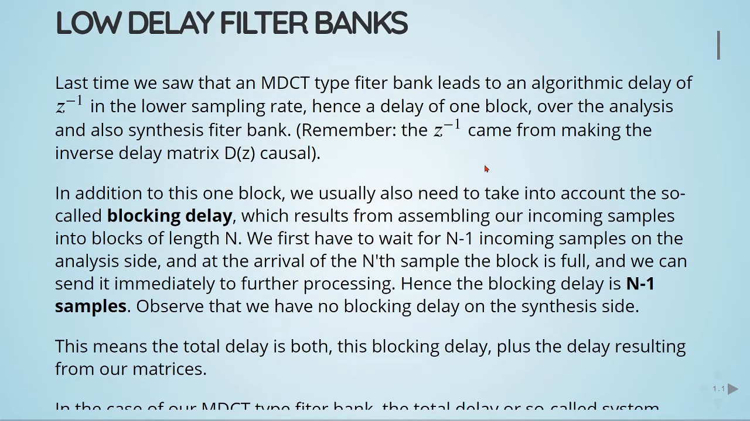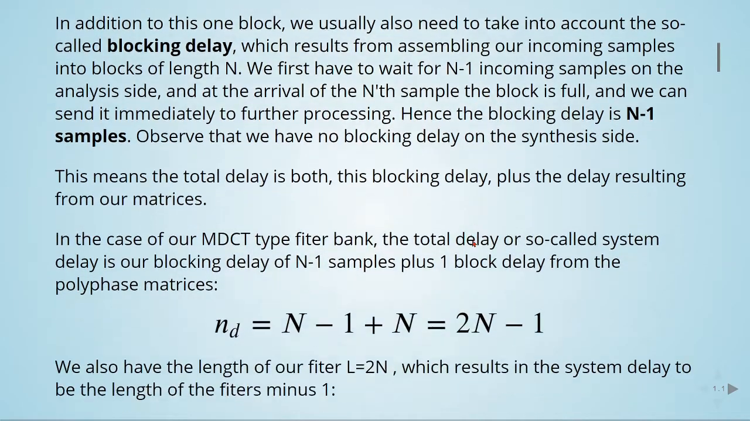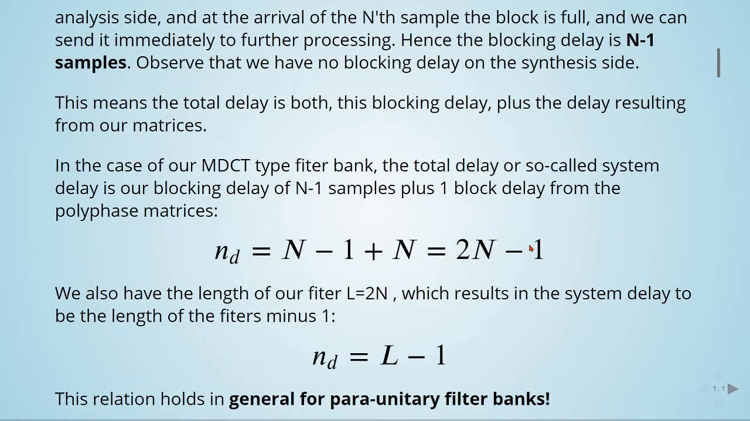In addition to this one block, we usually need to take into account the so-called blocking delay, which results from assembling our incoming samples into blocks of length N. We first have to wait for N-1 incoming samples on the analysis side, and at the arrival of the Nth sample, the block is full, and we can send it immediately to further processing. Hence, the blocking delay is N-1 samples. Observe that we have no blocking delay on the synthesis side. This means that the total delay is both this blocking delay plus the delay resulting from our matrices.